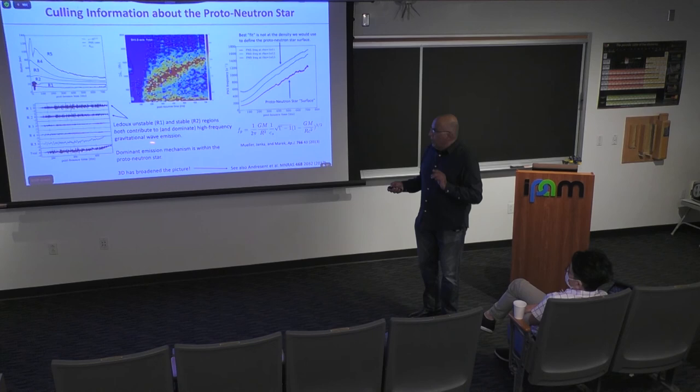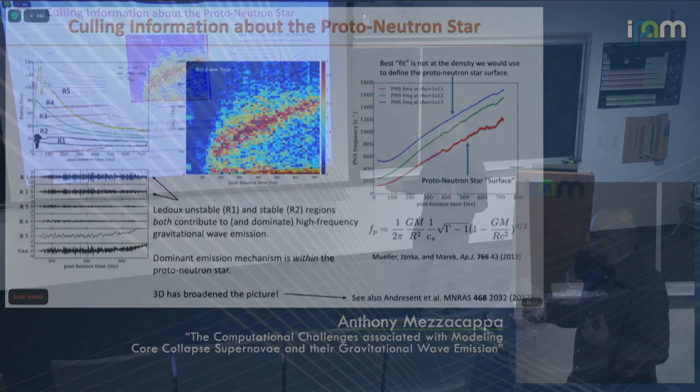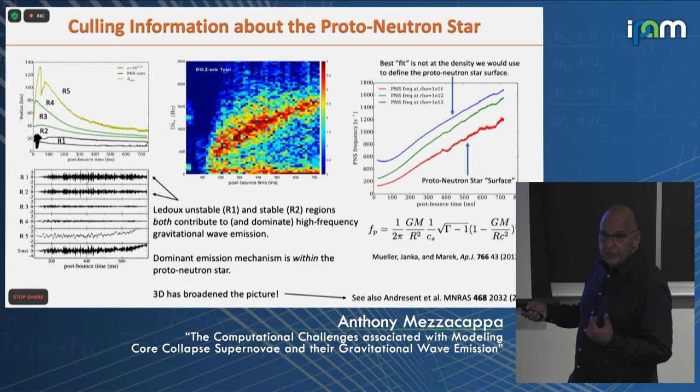Here we have a Ledoux unstable region. This is Ledoux convectively unstable. The overshoot region above it, which would be a buoyancy-driven region, right? This is at a density of 10 to the 12. This is a density of 10 to the 11, otherwise known as the protoneutron star surface.